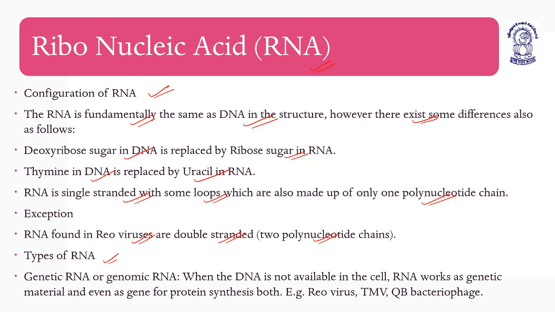Types of RNA: genetic RNA or genomic RNA. When DNA is not available in the cell, RNA works as the genetic material and even as the gene for protein synthesis. Examples: reovirus, tobacco mosaic virus, and Qβ bacteriophage. They have RNA as genetic material. That is why this RNA is known as genomic RNA or genetic RNA. This case happens when DNA is not available in the cell and RNA works as genetic material. Understood?